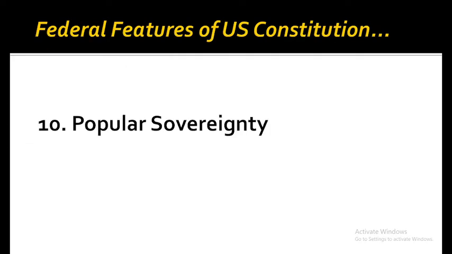10. Popular sovereignty. Popular sovereignty simply means that the power of the government is derived from the people. In other words, it is the elected representatives of the people who form the government. This is as in any other democratic country of the world, that the United States has popular sovereignty.